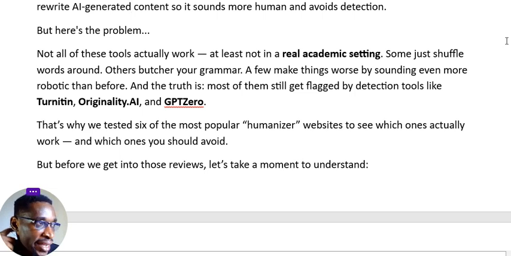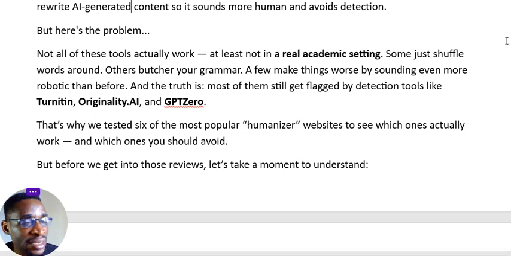Now, you should be aware that in this age, many of these humanizing websites promise you that they are going to humanize your work to bypass AI detection, to bypass Turnitin, to bypass Originality, and many others. But I can guarantee you, in all these promises, many of them are not real. Many of them are not working. Are you getting me? Because we've tested many of them.